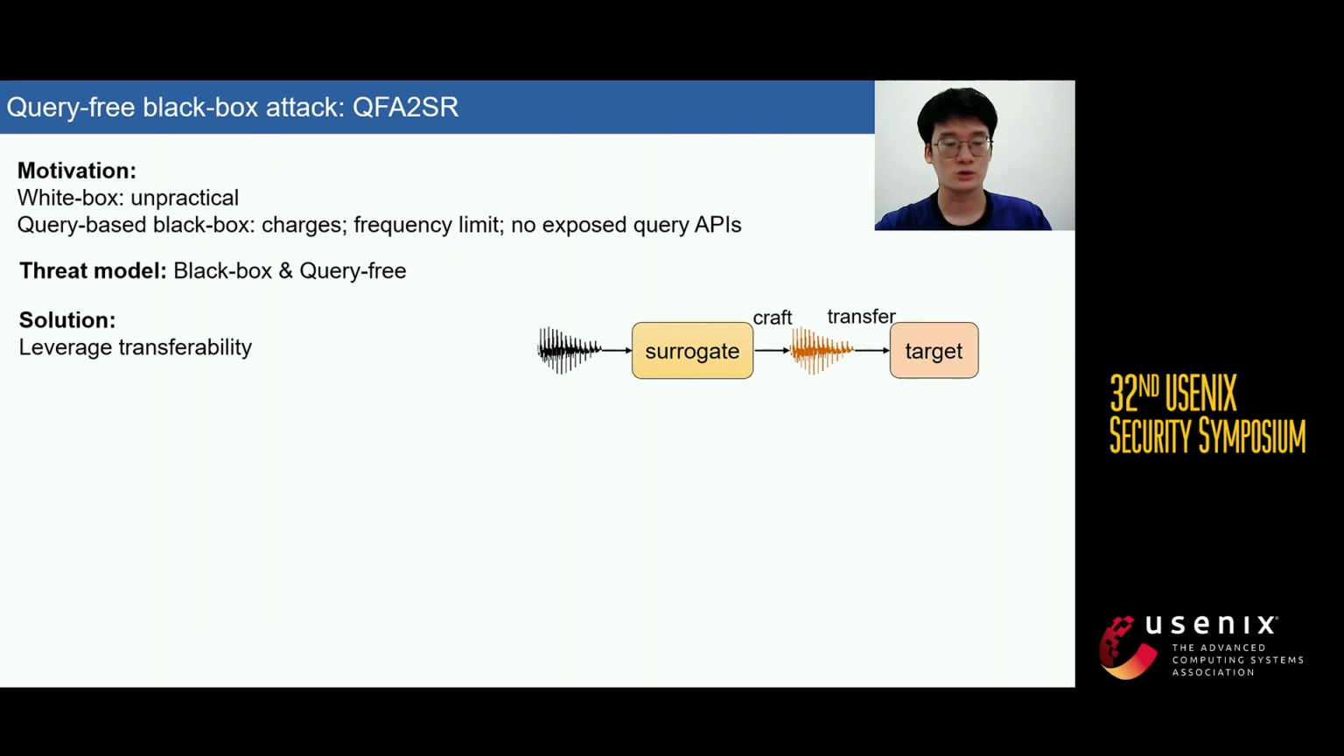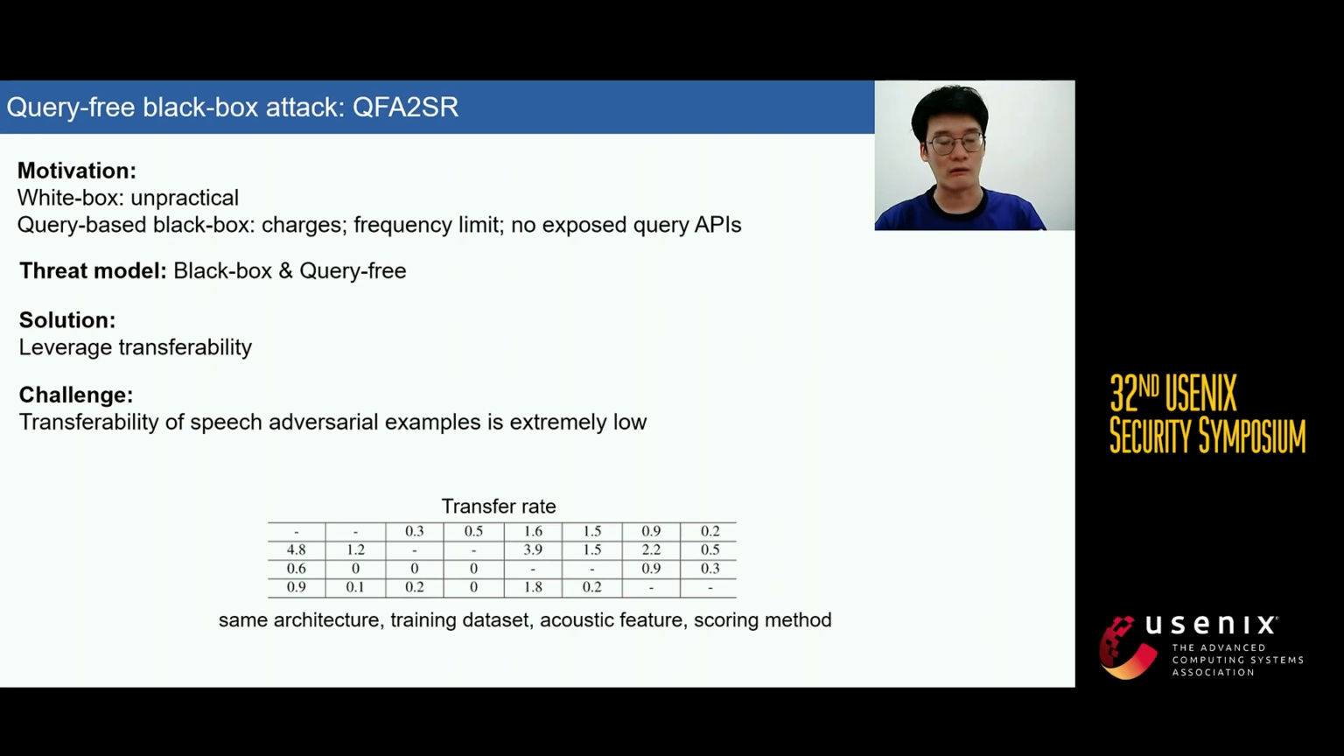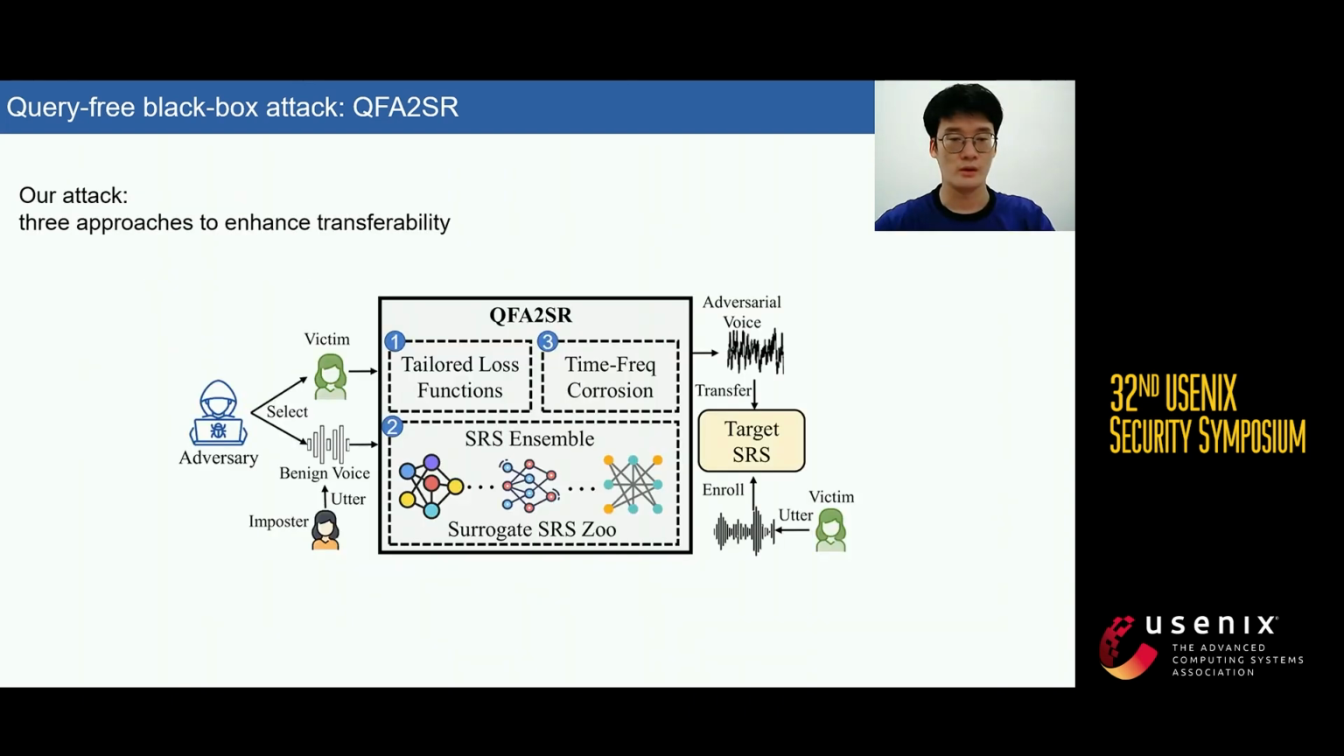Our solution is quite straightforward. We leverage the transferability of adversarial examples from the surrogate systems to the target system. However, the transferability of speech adversarial examples is very low. Motivated by this, in this work, we propose three methods: tailored loss function, SRS ensemble, and time-frequency corrosion to improve the transferability.